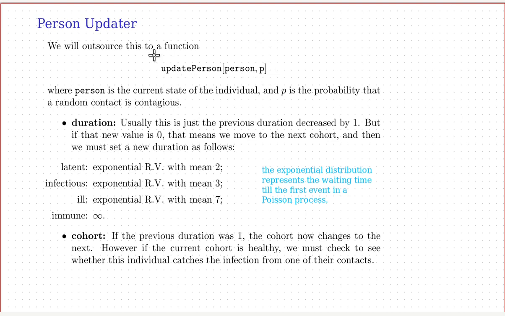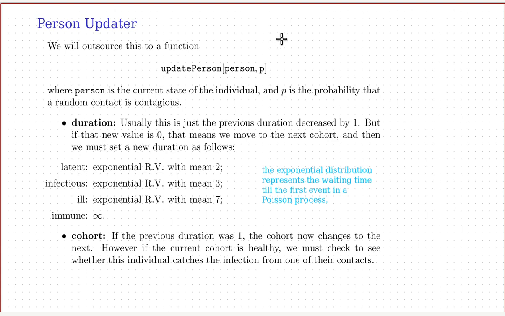So when we pass the task of updating the person to this update person function, we have to input not only the person we want to update, but we also have to pass along as input the probability that a randomly chosen person is contagious. So we'll do that using the variable P here. That's easy enough to get.